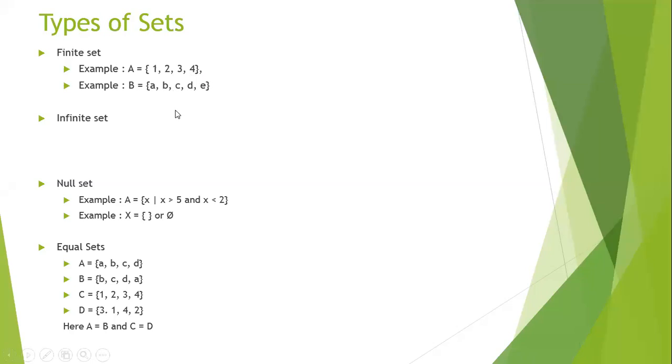Why is this called a finite set? Just because in this there are 5 elements. Elements are limited. We have a range, started from A and ended at E. Okay. Now come to the second set.